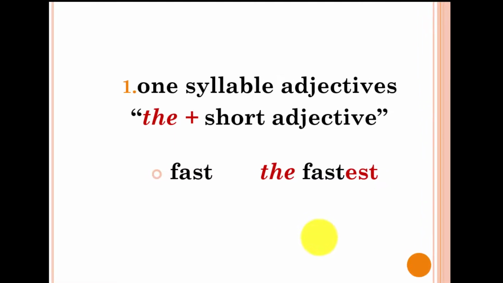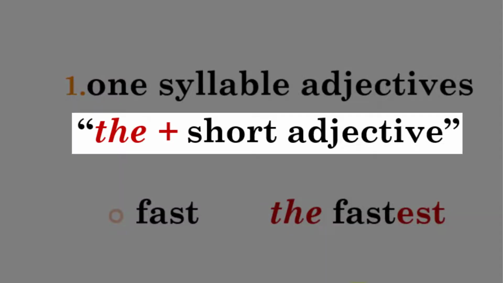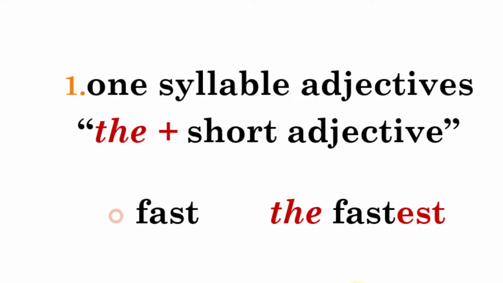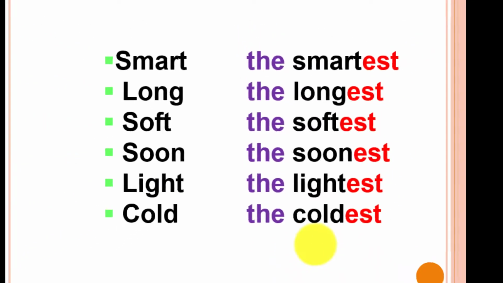So let's have a look at the rules now to understand more. Again, we are talking here about 1 syllable adjectives, which means the short adjectives. We have here the plus the short adjective. For example, fast, the fastest. So we have fast, the before it, and est at the end of the adjective. Let's have a look at more examples. We have smart, the smartest. Long, the longest. Soft, the softest. Soon, the soonest. Light, the lightest. Cold, the coldest.